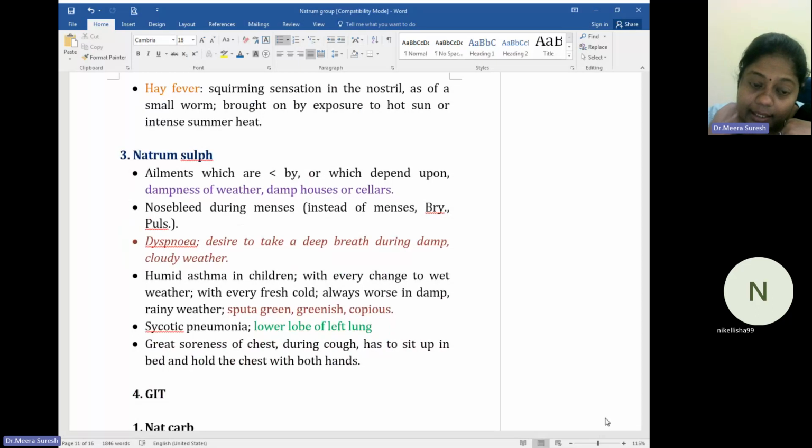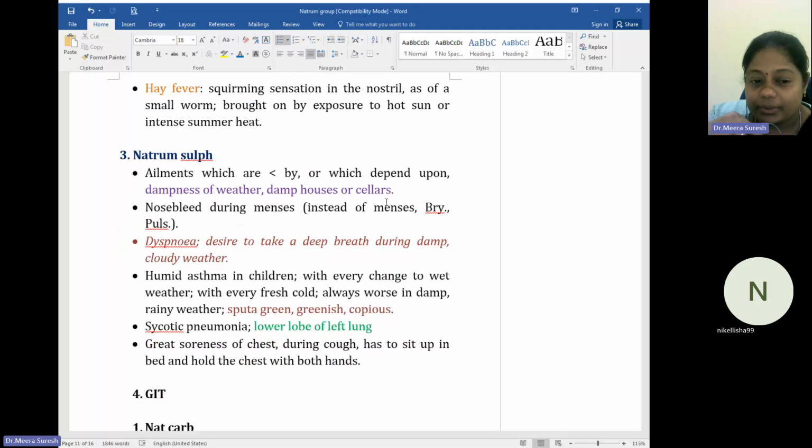So we already said that the complaints are arising from dampness of weather. Starting with nosebleed during menses, not the vicarious one. I told you that there is vicarious menses in Pulsatilla, Bryonia, and also Phosphorus. Instead of menses, nosebleed will be happening. But here there is menses happening, and along with that there will be nosebleed also. But I have never seen such people. Maybe they got improving. But in Natrum sulph, there is nosebleed during menses.